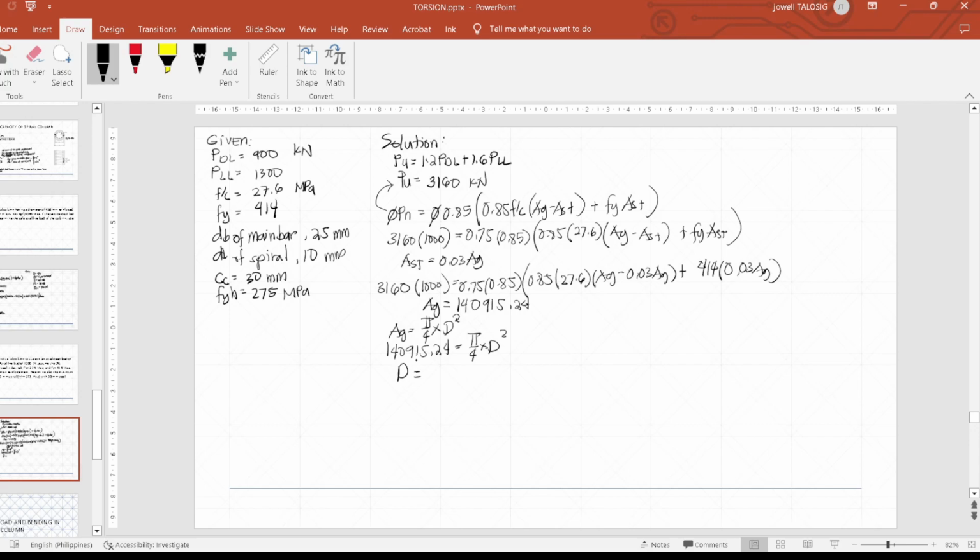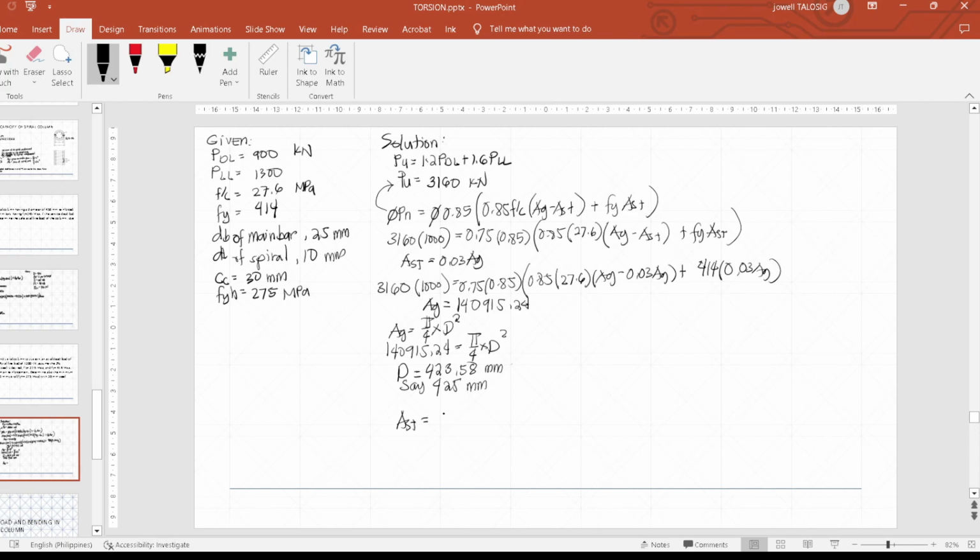So that is 140915.24 is equal to pi all over 4 times D square, where your D is equal to... Yes, so kindly verify it, class. So 423.58. So let's say 425. So 425 po ang lalagay natin.